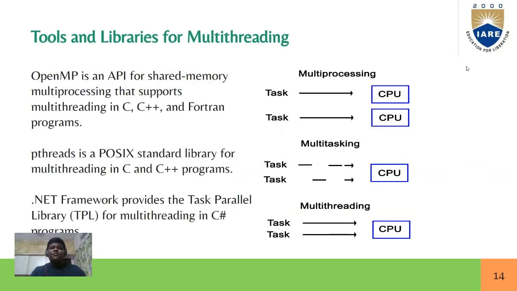Tools and libraries for multithreading. OpenMP is an API for shared memory multiprocessing that supports multithreading in C, C++, and Fortran programs. Pthreads is the POSIX standard library for multithreading in C and C++ programs. The .NET Framework provides the Task Parallel Library (TPL) for multithreading in C# programs.